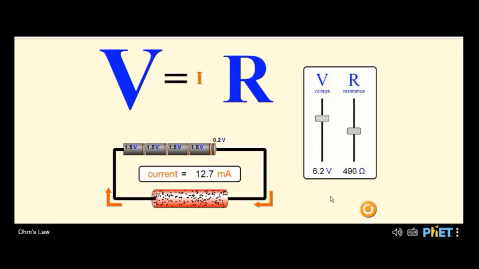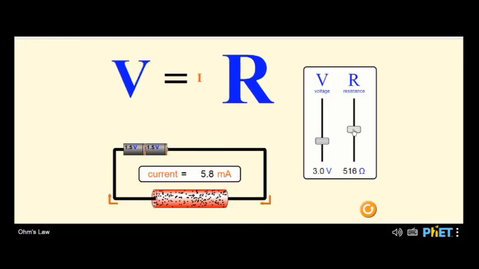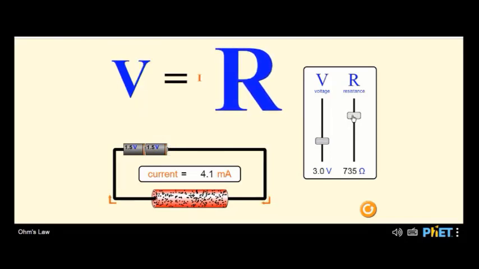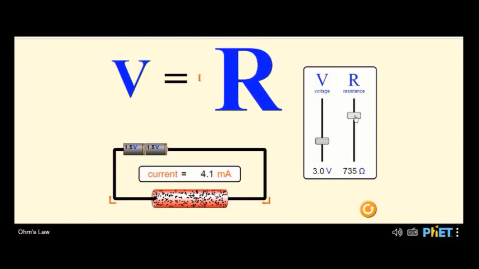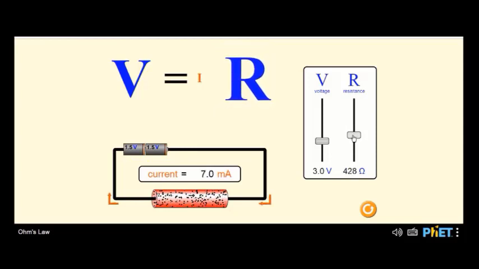But what if we change the resistance? As R increases, current decreases. Thus, resistance and current are inversely proportional, while voltage and current are directly proportional.